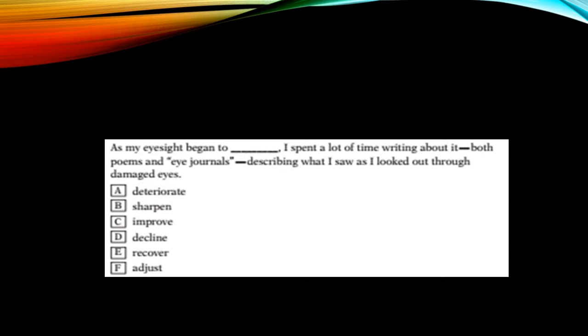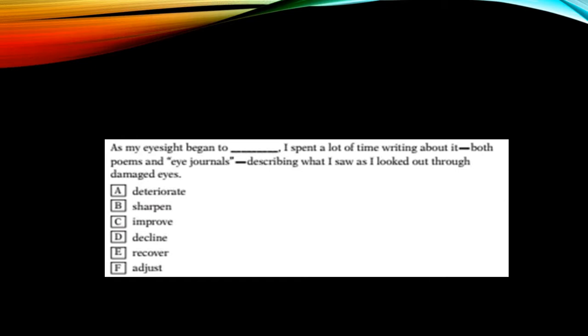Remove them. Sharpen could be like improve. When I sharpen my memory, it means improve my memory, or sharpen my skills means improve my skills. So B and C could be a pair. And then I am left with recover and adjust. Recover and adjust can never be similar, so I can discard them. E and F could be discarded.